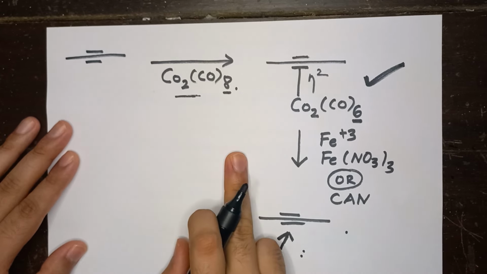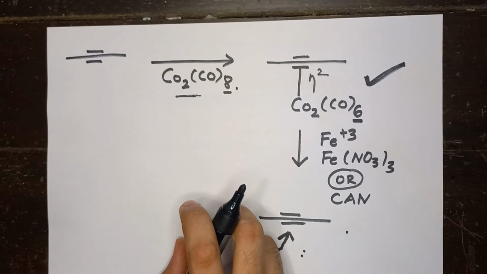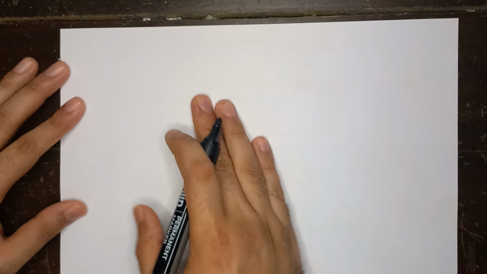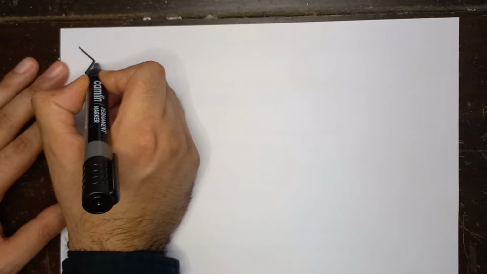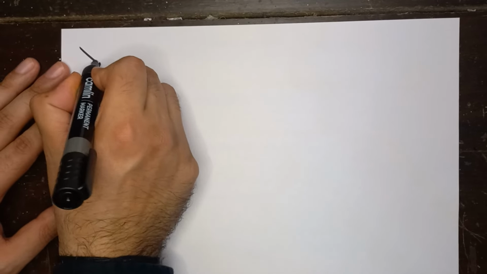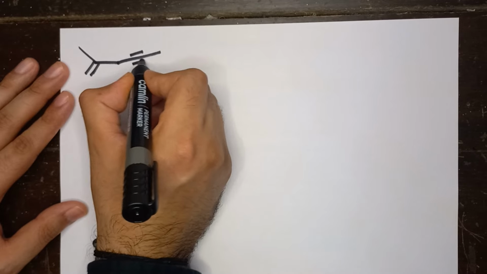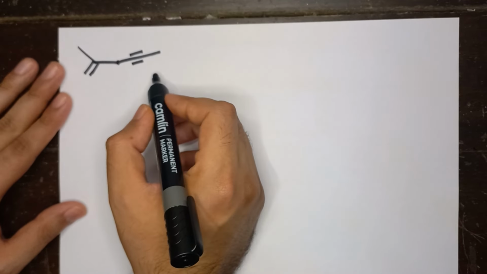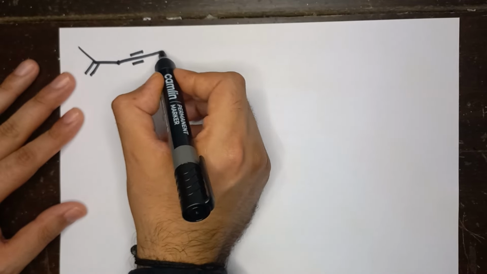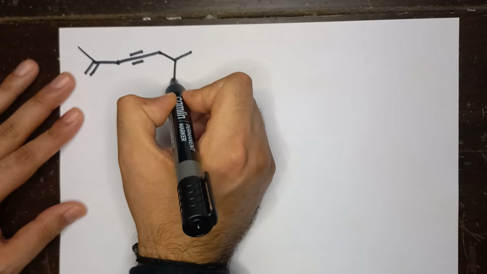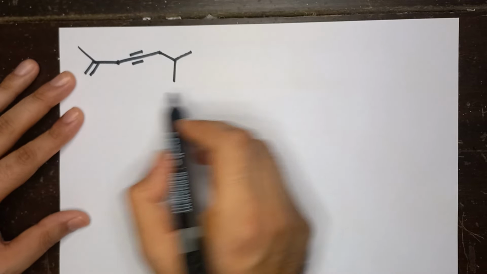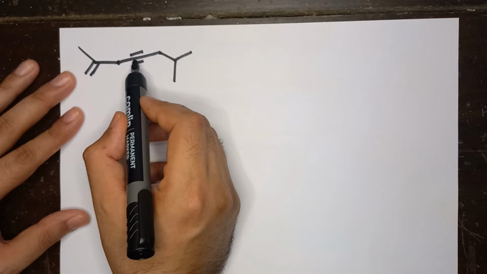So based on this, I'm going to give you one question now. Okay, so let's say I have a starting material, a double bond, a triple bond. This is a carbon, this is another carbon, and we have this. So we have a double bond and we have a triple bond.